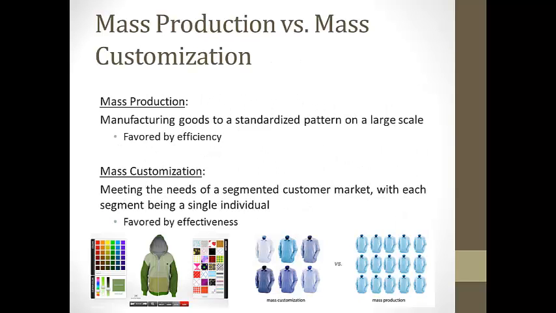Briefly going over the definitions, mass production is simply manufacturing goods to a standardized pattern on a large scale. And this is favored by efficiency, which is really focused on providing quality products at a minimal cost. Adversely, mass customization is meeting the needs of a segmented customer market, with each segment being a single individual. And this is favored heavily by effectiveness, which is more interested in providing the right product and service to the right customer at the appropriate time.